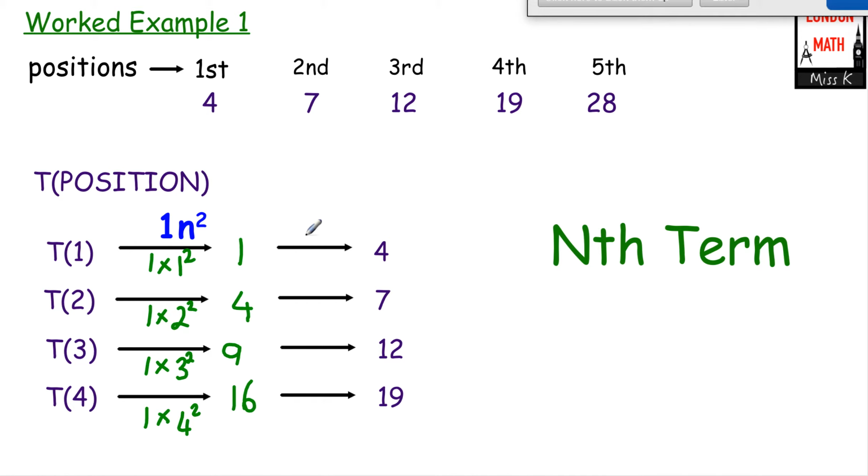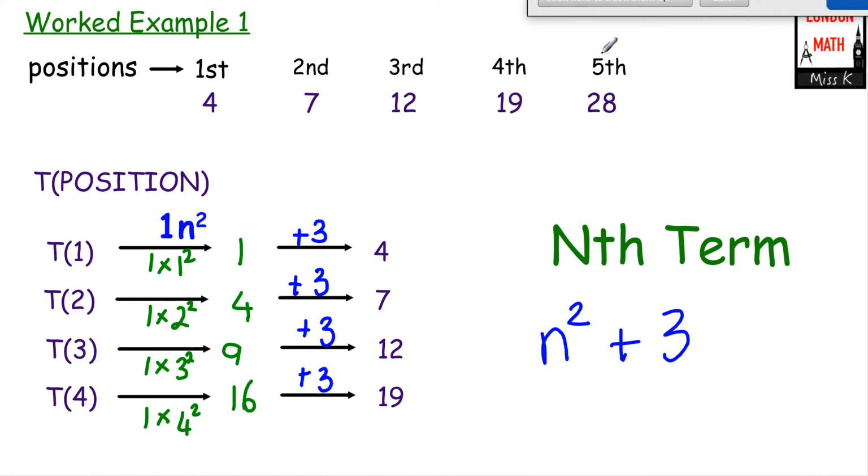Now let's just quickly check. If I have 1 here and I add on 3, I get the 4. If I take 4 and I add on the 3, I get 7. If I take a 9 and I add on the 3, I get the 12. If I take the 16 and I add on 3, I get the 19. So now the formula works. So the formula is 1n squared plus 3. So the nth term is n squared plus 3. So this formula will be able to connect the positions to the terms of the sequence.